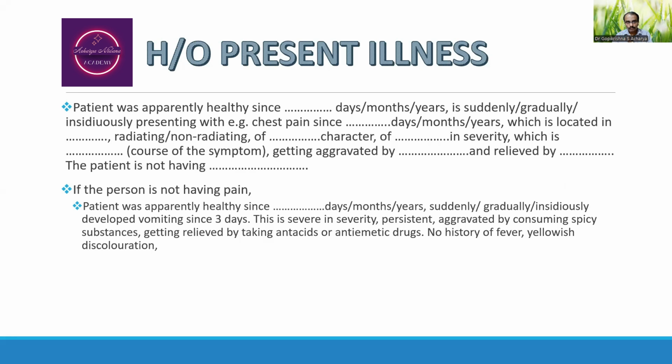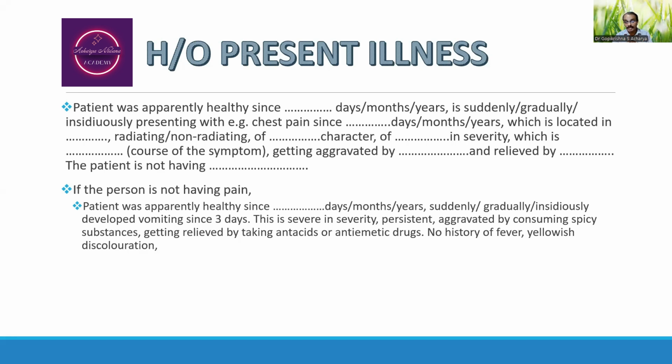In other words, this may be the template that can be put for. Patient was apparently healthy since so and so days or months or years, has suddenly developed or gradually developed or insidiously presented with chest pain since so and so days, which is located in the actual area of the body where this is being present, radiating or non-radiating, or pricking type of pain, or burning type of pain, or pulling type of pain, or squeezing type of pain, etc.